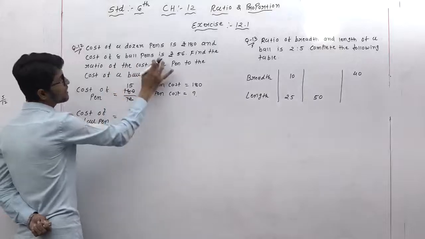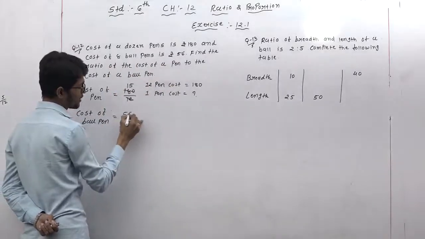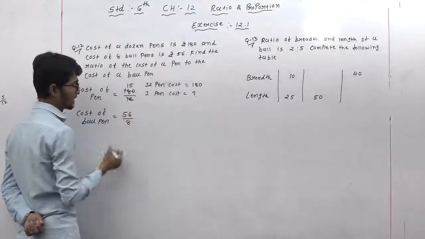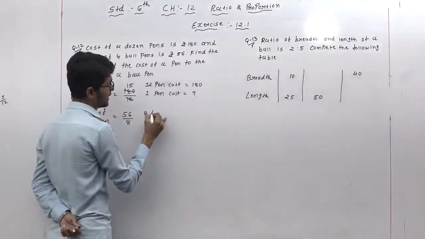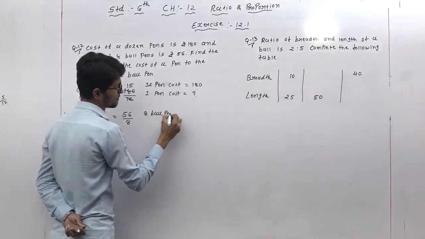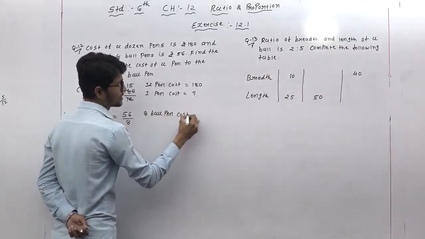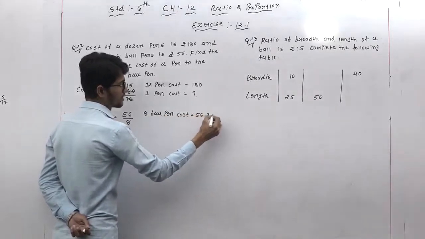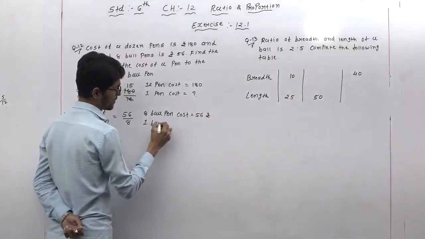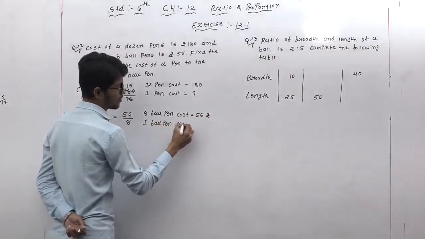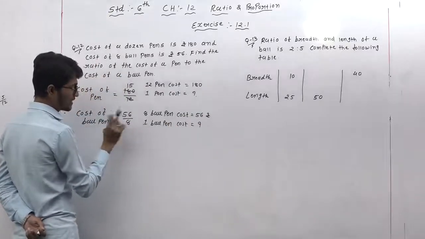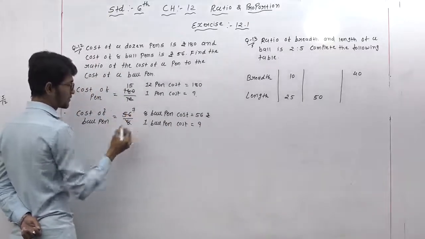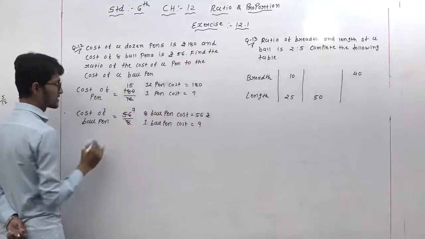In 8 ball pens it is 56, it means we have to write 56 divided by 8. How do we have to write in this format? Because 8 ball pens cost is equal to 56 rupees, so 1 ball pen cost is equal to how much? That's why 1 multiplied by 56 and divided by 8. So 8 7s are 56. It means the answer is 7.